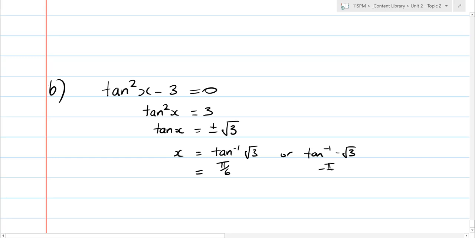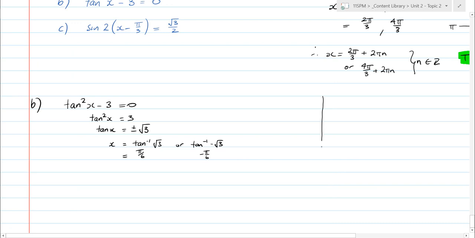And if I draw those on a diagram, you'll note here that I actually get all 4 quadrants because I've got my positive answer and I've got my negative answer. So it's going to give me the 2 positive quadrants and the 2 negative quadrants here. Oh, that shouldn't be pi on 6, so that should be pi on 3. So I get pi on 3 here, and I get negative pi on 3 here. They're 2 of my answers.